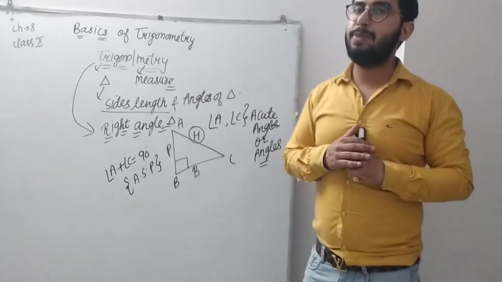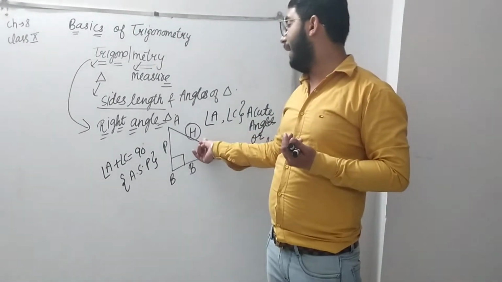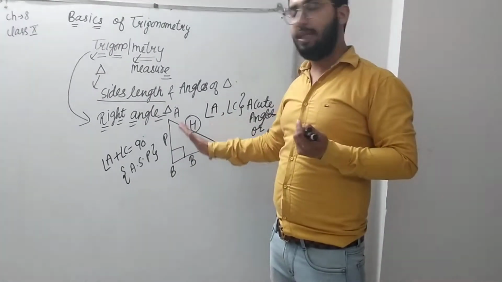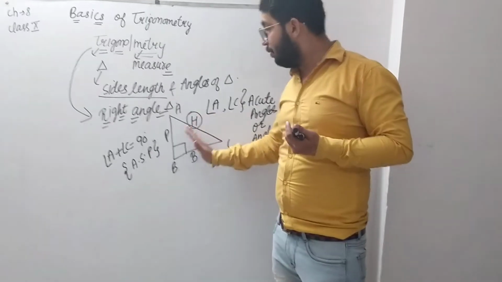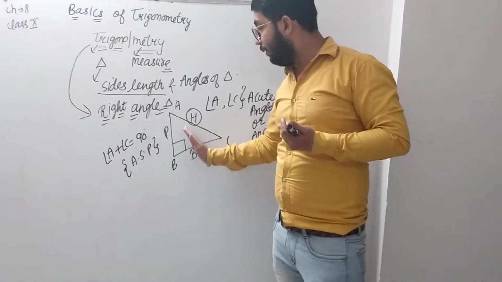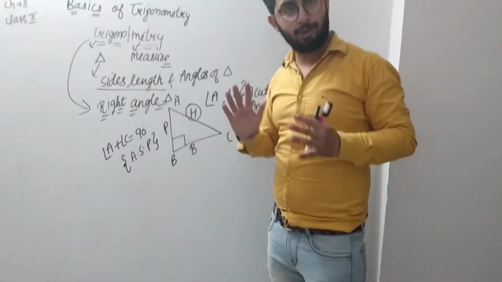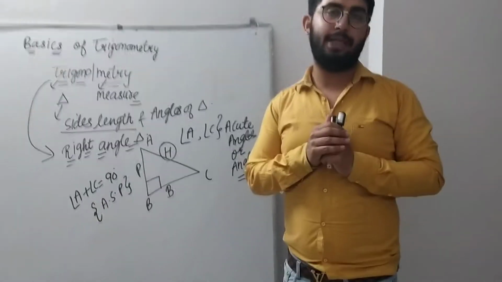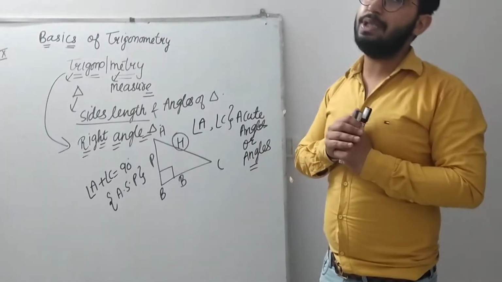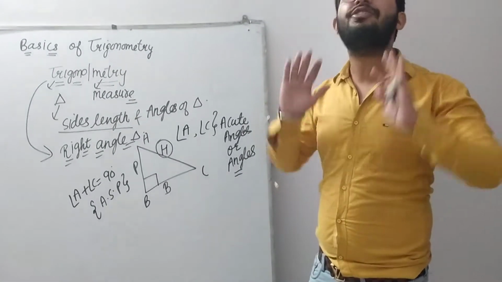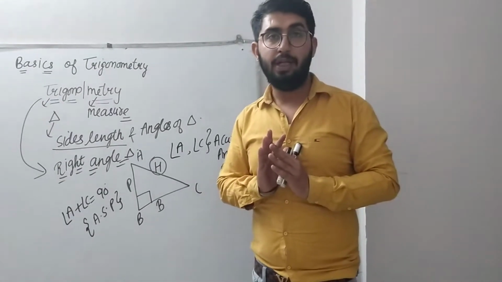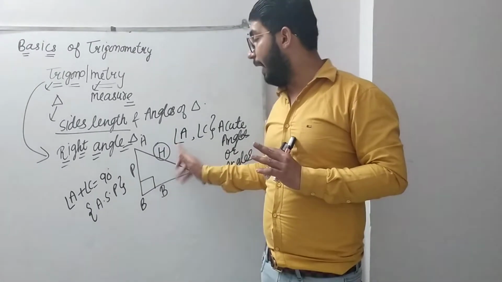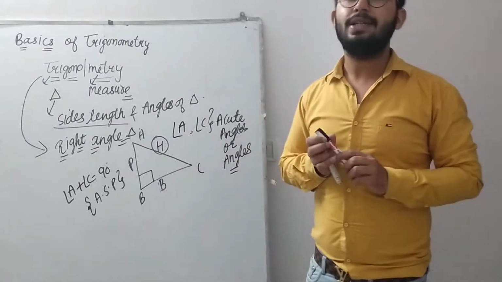Now you will ask me, why, sir, is this the longest side? Because the angle opposite to this side is the greatest one. That's why the length of this side is the longest. So the hypotenuse is the longest side, the fixed side of any right angle triangle.